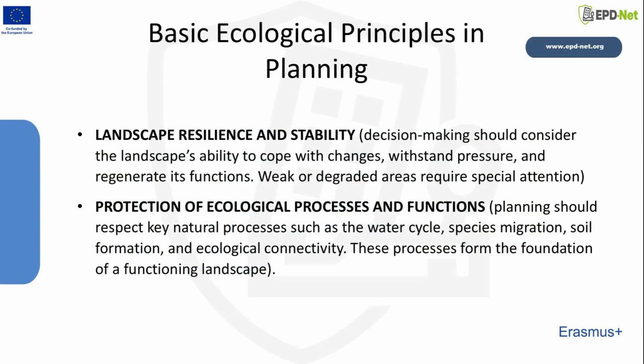Another important principle in ecological planning is landscape resilience and stability. When making decisions, we need to consider how well the landscape can cope with change, whether it can absorb disturbances, withstand environmental pressures, and regenerate its natural functions over time. Some areas, especially those already weakened or degraded by human activity, have limited capacity to recover and therefore require special care, targeted interventions, or protective measures. Understanding the resilience of different landscape types helps ensure that planned changes do not exceed their natural thresholds.